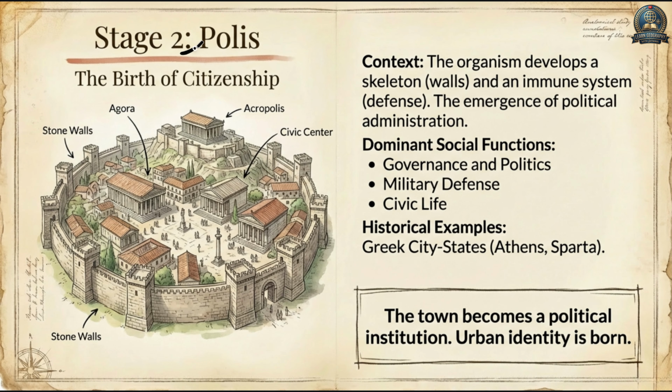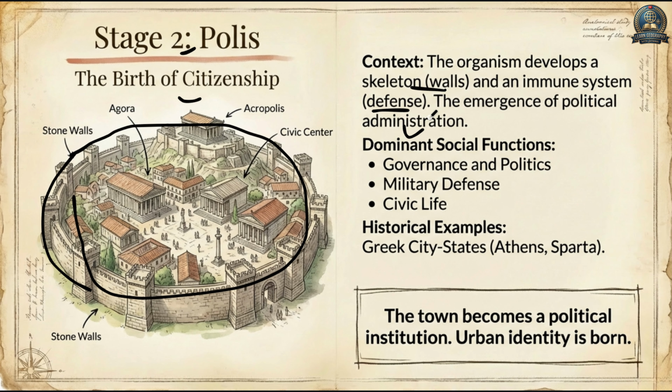Stage 2, polis, the birth of citizenship. The organism develops a skeleton, that is walls, and an immune system, that is defense. The emergence of political administration. This stage is defined by a political boundary: walls, stone walls. Dominant social functions: governance and politics, military defense, and civic life. Historical examples: Greek city-states like Athens and Sparta. The town becomes a political institution. Urban identity is born from this stage.